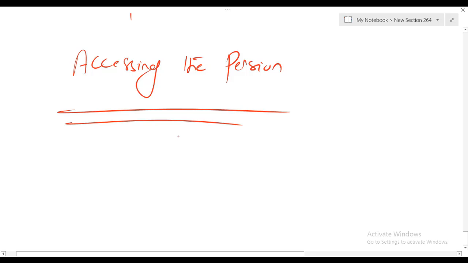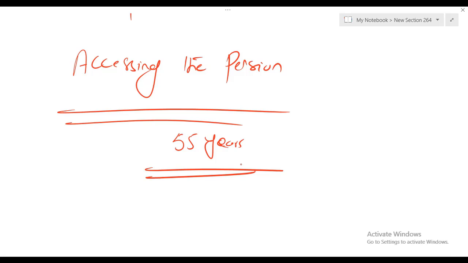And in UK, the retirement age is 55 years. So as soon as an individual reaches 55 years, that individual is entitled to get the pension. When an individual reaches the retirement age, at that time that individual becomes entitled to get the pension. But there is an exception also. In that exception, an individual is going to get the pension before 55 years.